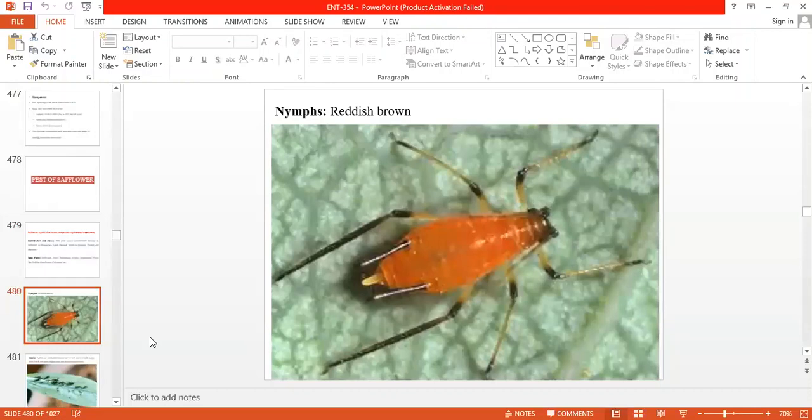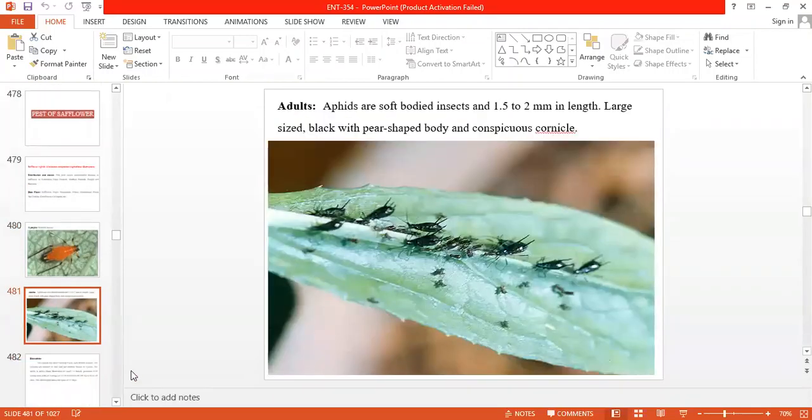Marks of identification: the nymphs, the nymphal stage, are generally reddish brown in color and without wings. The adult of the safflower aphid is small in size, 2 mm in length, shiny black in color, a soft-bodied insect, and has cornicles on the dorsal region of the body.